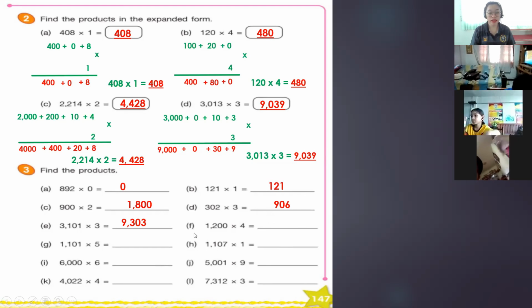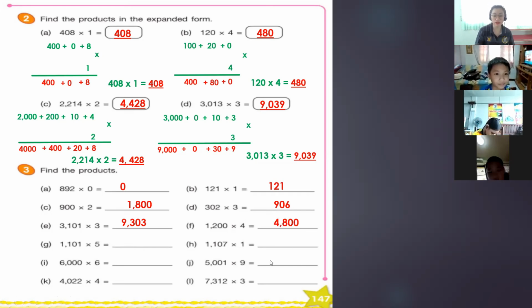Okay. Next is letter F. We have 1,200 multiplied by 4. So let's multiply. 4 times 0 is 0. 4 times 0 is 0. 4 times 2 is 8. 4 times 1 is 4. So the product of 1,200 multiplied by 4 is 4,800. Okay? Okay, so let's proceed to letter G.